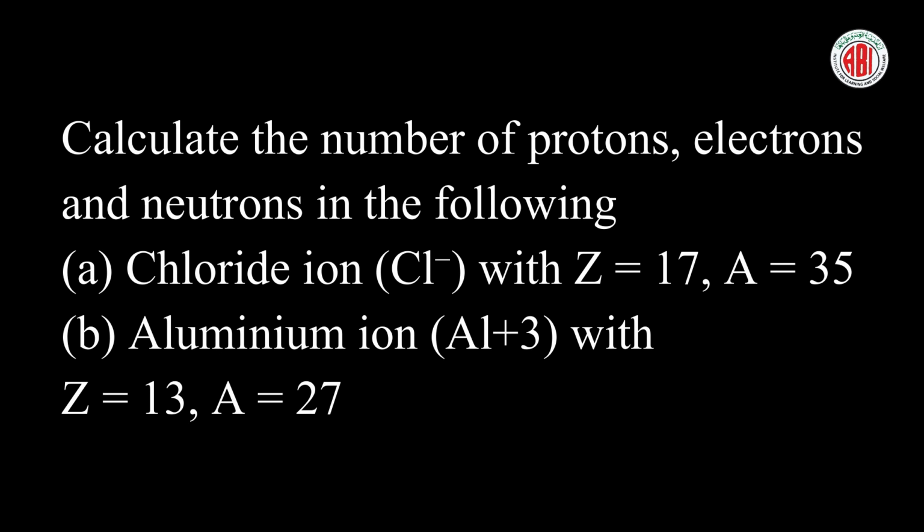Look at this question, guys. Calculate the number of protons, electrons and neutrons in the following. First one, chloride ion, where both the atomic number and mass number are given: Z is equal to 17, A is equal to 35. Similarly, aluminum ion with Z value 13 and A value 27. Let us find the number of protons, electrons and neutrons of this chloride ion and aluminum ion.